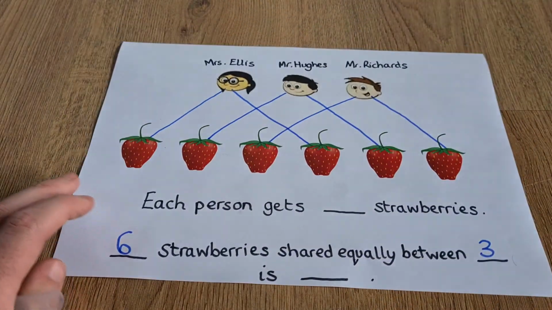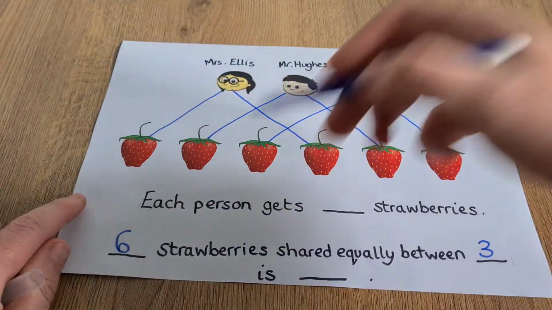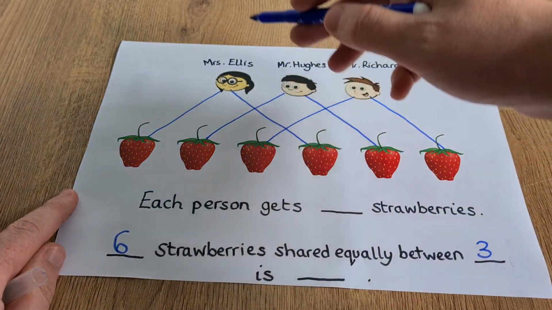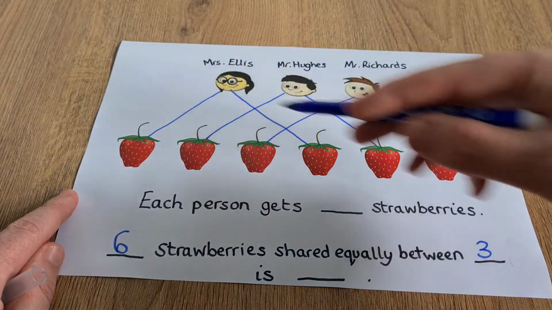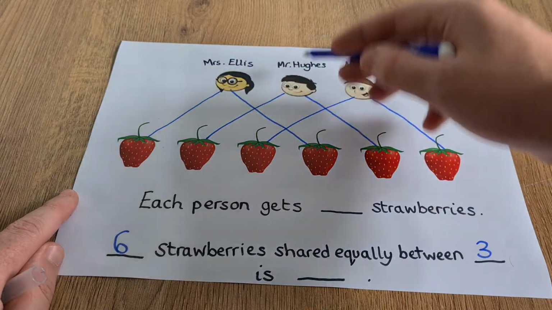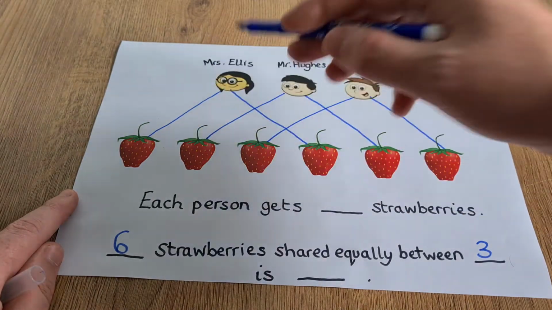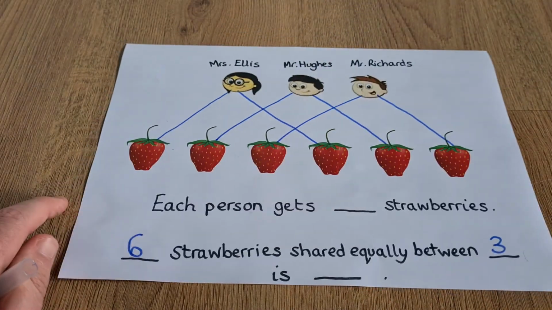So you need to make sure you do them in order, one at a time, and you can't give more than 1 to one person. You need to give 1 to Mrs. Ellis, 1 to Mr. Hughes, 1 to Mr. Richards, and keep going until you run out of strawberries or any other objects on your sheet.